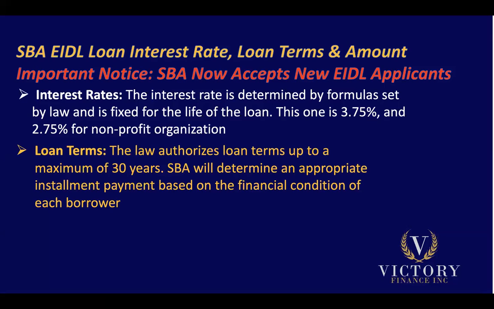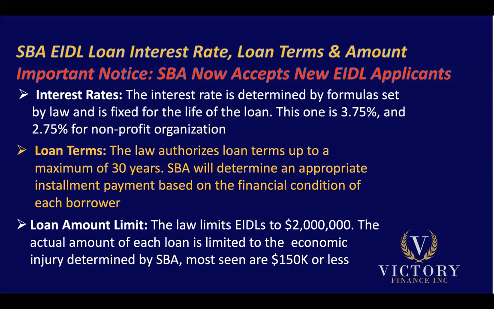Basically, it's going to be a 30-year fixed interest rate loan. And the first payment is not until the 12th month, so you don't have to pay pretty much for a year, although the interest will accrue when you get the loan. And the limit is $2 million, but mostly I saw people getting $150,000 or less.